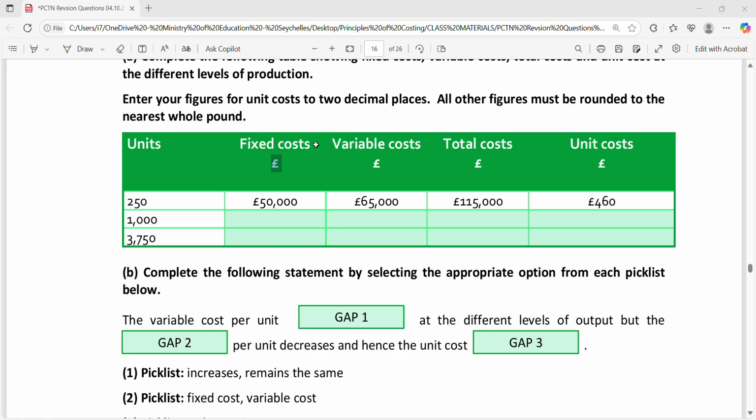Okay. Then the total cost here is the fixed cost plus the variable cost. For example, this one, 50 plus 65. So it's the same thing here. So it's 50 plus 260, 50 plus 975. That is what gives us the answers here, which are these.